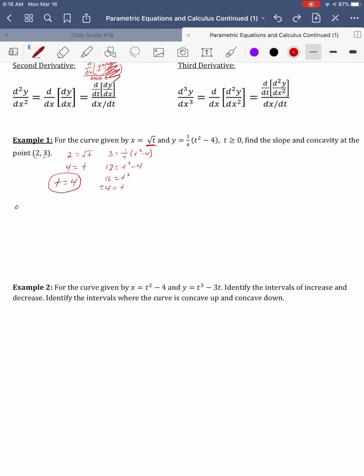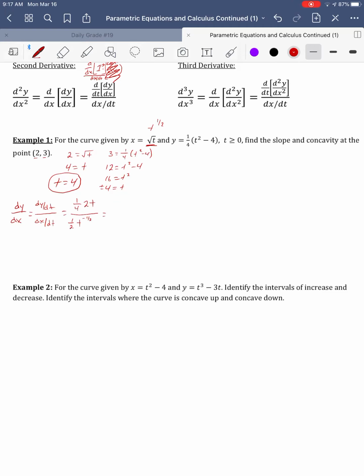So if I need the slope, the next thing I need is dy/dx. So dy/dx is dy/dt over dx/dt. Write it every time, I know it's annoying, but that's a point on the AP test, even if you screw up the derivative. So the derivative of y goes on top. So the coefficient 1/4 sits there, 2t. On the bottom, remember that's t to the 1/2, so I got 1/2 t to the negative 1/2.